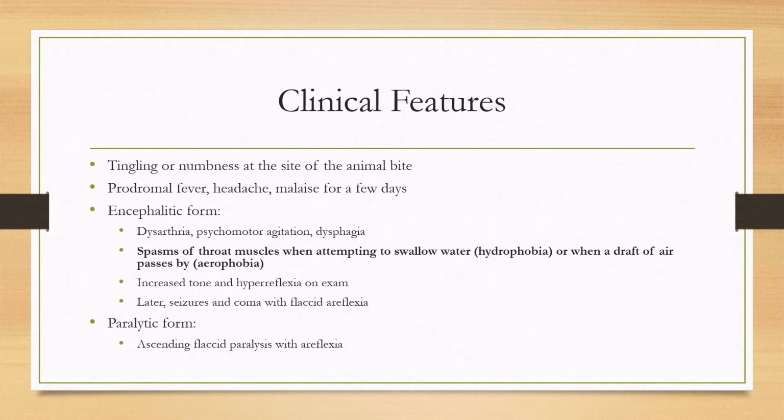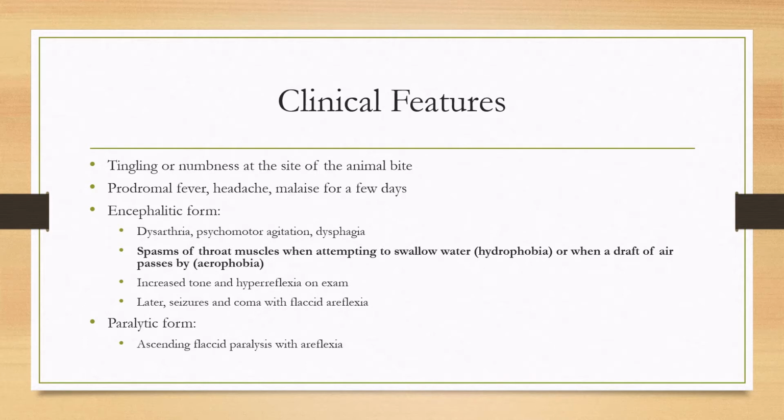So, first, there can be tingling or numbness at the site of the animal bite. There can be a prodromal fever, headache, and malaise for a few days. And then after that, there are two forms of disease. One is the encephalitic form, which is more common, where there can be dysarthria, psychomotor agitation, dysphagia.